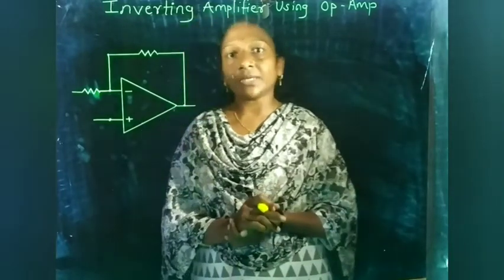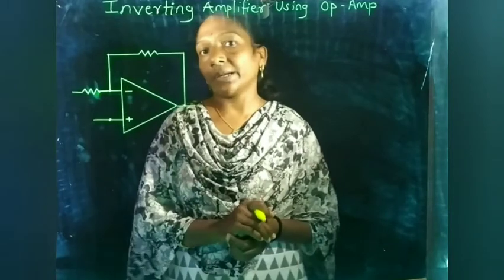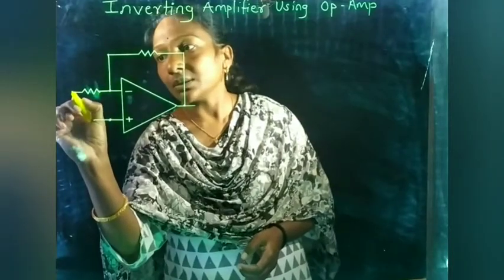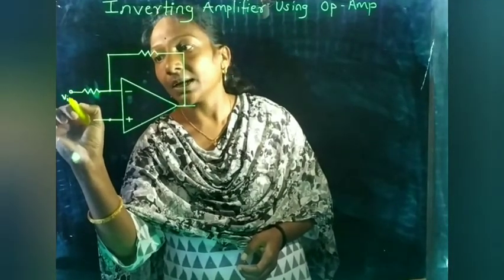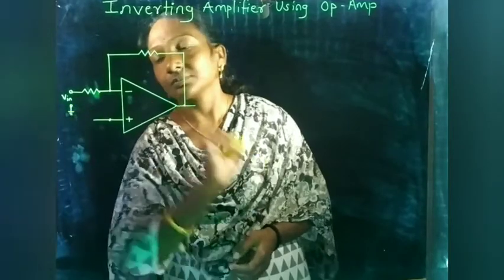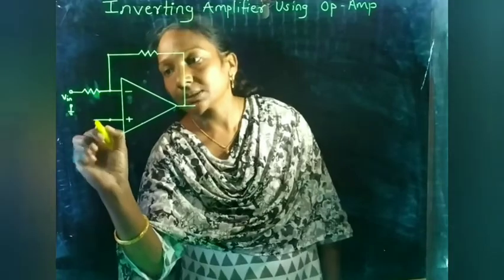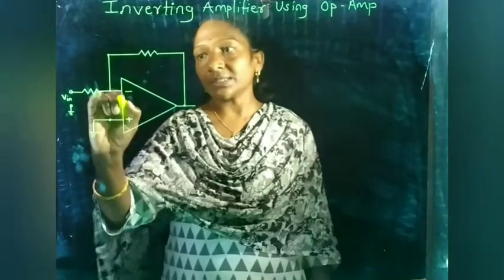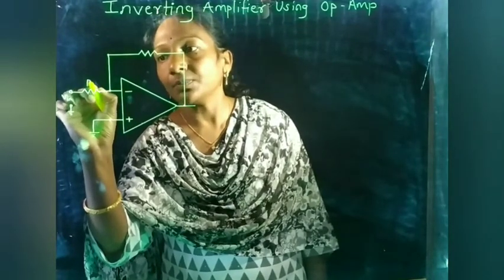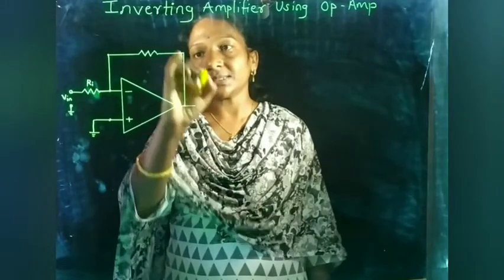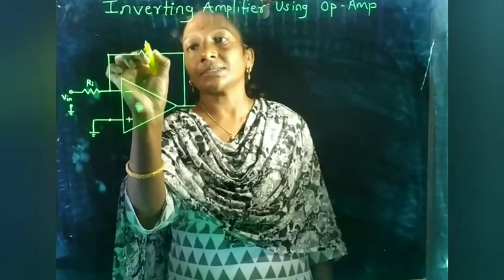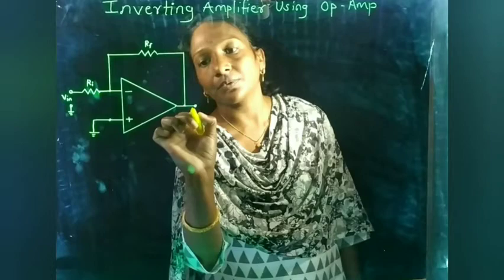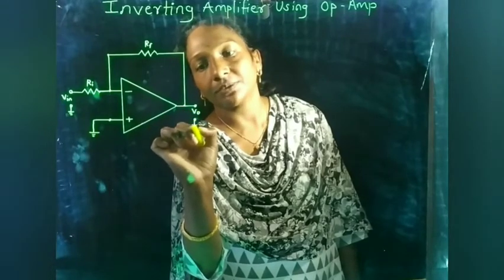Here, for the inverting amplifier, input must be applied to the inverting terminal, means the negative terminal. So here we apply input Vi with respect to the ground, and other terminal is grounded, that means non-inverting terminal is grounded here. This resistance is called as input resistance Ri, and this resistance is called as feedback resistor Rf. And here we use the output voltage V0 with respect to the ground.